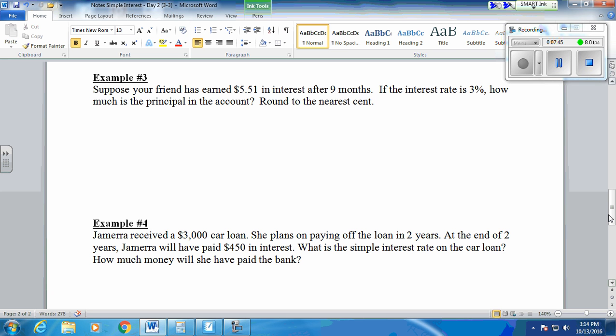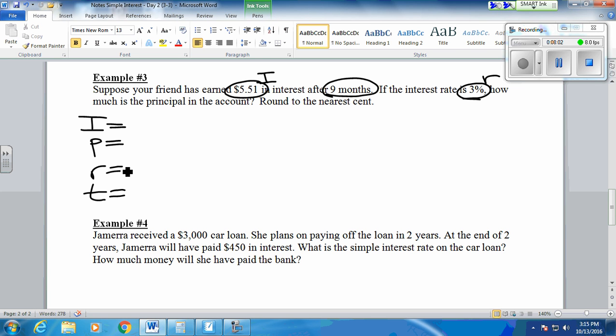So if you can't mark up your paper like this for some reason, say when we're taking the test and you don't have the question written down on your paper, what I would do is on the side of my paper, I would list all of the variables in my simple interest formula, and I would label what I have and what I don't have. I know that the 5.51 is my interest, so I will put that there. The principal, I don't have. The rate is 3%. The time is 9 months.